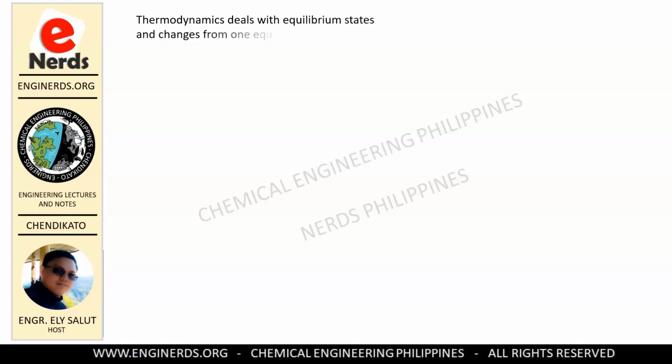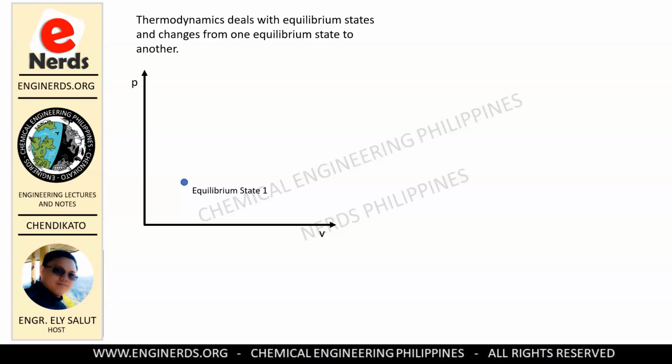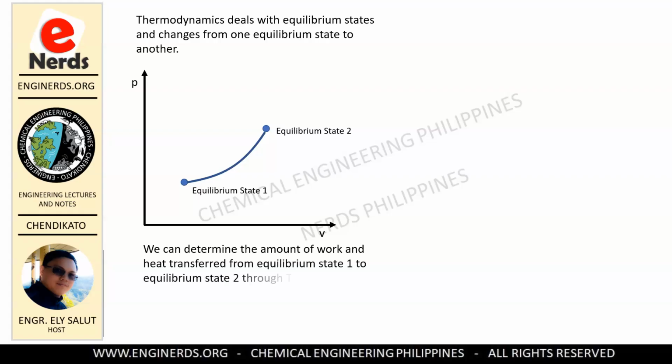Thermodynamics deals with equilibrium states and changes from one equilibrium state to another. So, let's say meron tayong graph and meron tayong equilibrium state 1 at nag-change siya to equilibrium state 2. So, itong state 1 natin nasa equilibrium state at ito namang state 2 is nasa equilibrium state din. So, from this case, magagawa nating ma-determine yung amount of work and heat transferred from equilibrium state 1 to equilibrium state 2 through thermodynamics na may unit na joule.